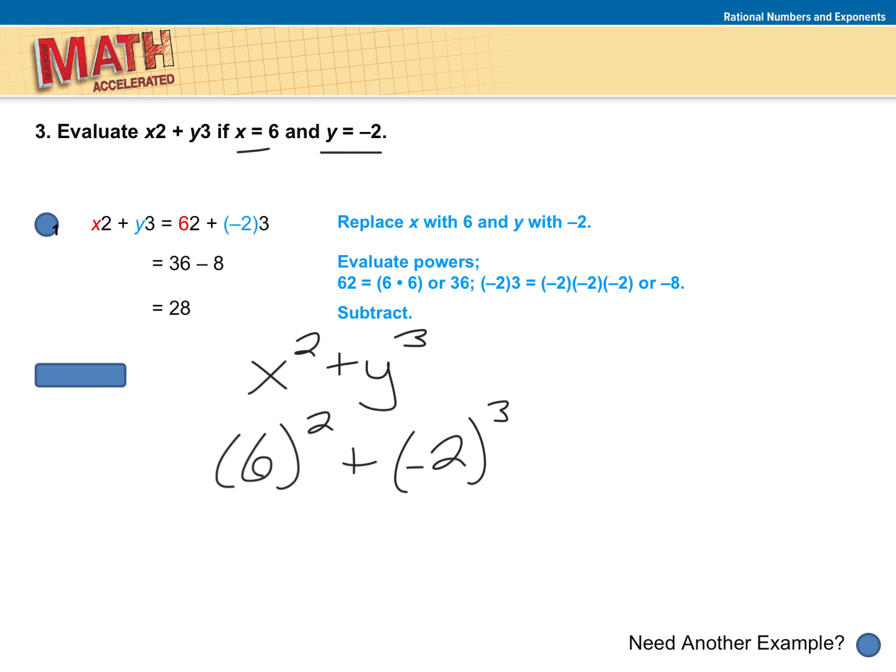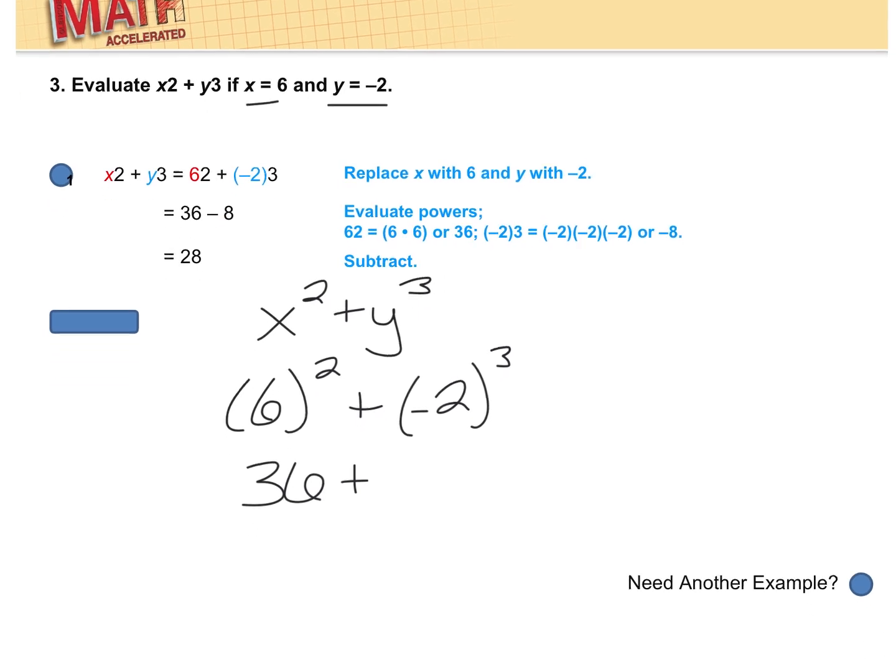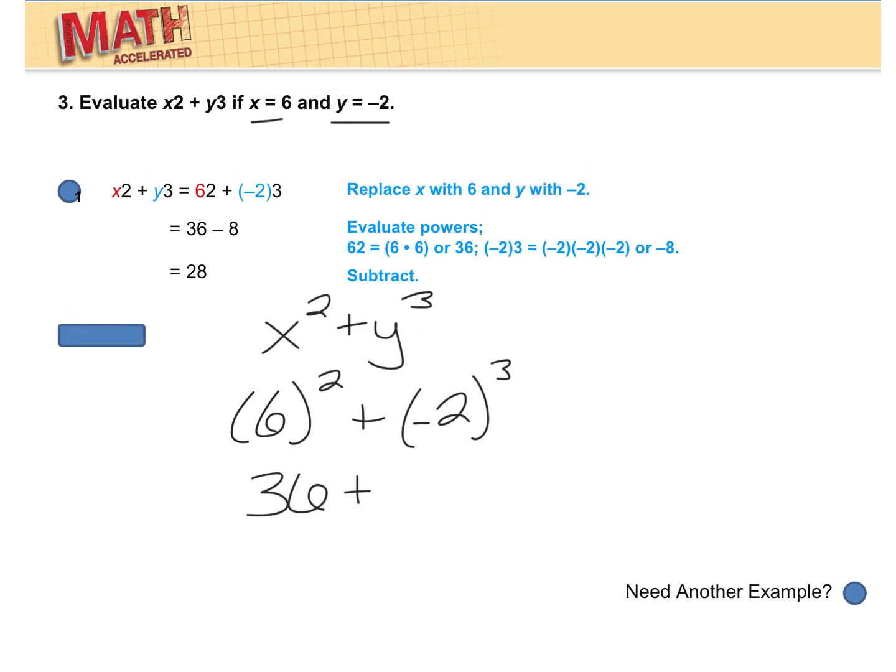What is this really saying? 6 times 6. What's 6 times 6? 36. Plus, we got to be careful with this one. Why do we have to be careful? Because it's negative. So let's think about it. What is that saying? Negative 2 times negative 2 times negative 2. Yep. So let's go slow. Negative 2 times negative 2 gives you what? Positive 4, right? And then times another negative 2 gives you negative 8.